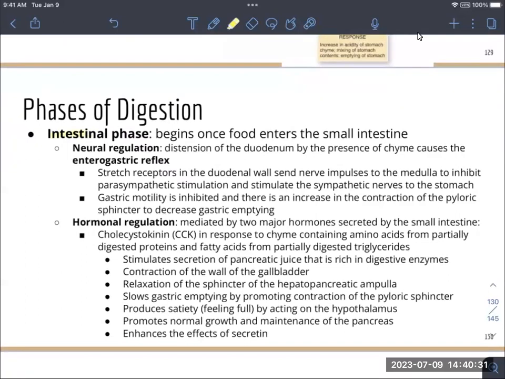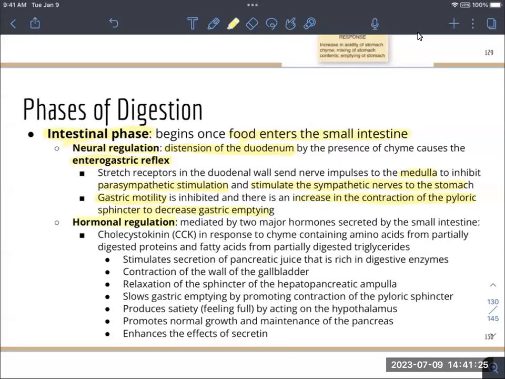Next phase, intestinal phase. During this intestinal phase, food has started to enter that small intestine. Of course, the nervous system is going to kind of regulate it, and it's going to be by that distension, those stretch reflexes in the duodenum. And that's going to cause that enterogastric reflex. So when those stretch receptors or mechanoreceptors get stimulated, it's going to send information to that medulla. And it's going to inhibit that parasympathetic stimulation and stimulate the sympathetic nerves to the stomach. It inhibits gastric motility. It increases the contractions of that pyloric sphincter to decrease gastric emptying.